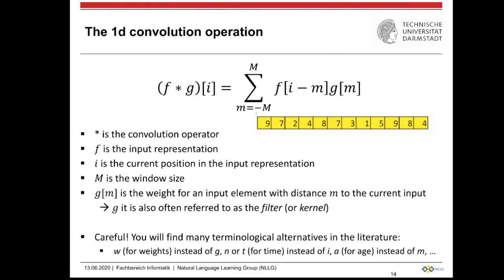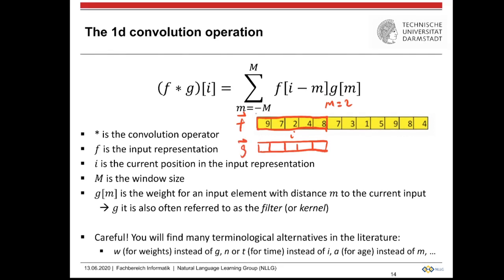Suppose we have f as the input representation, and we also have g as a convolutional filter, and now we need to compute the convolved feature at position i. Suppose position i is here, and we consider m equal to 2, then we can get the vector for f. We can also get the vector for g, which has the same size as f. Now we can obtain the convolved feature at position i, which is equal to the inner product of vector f and vector g.